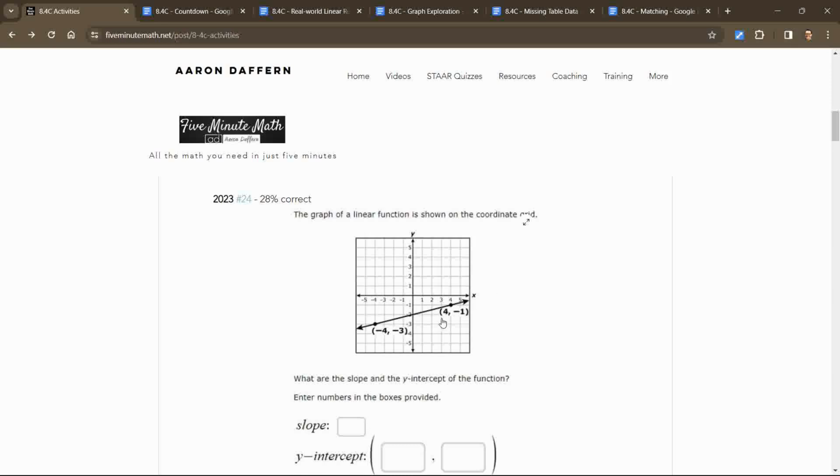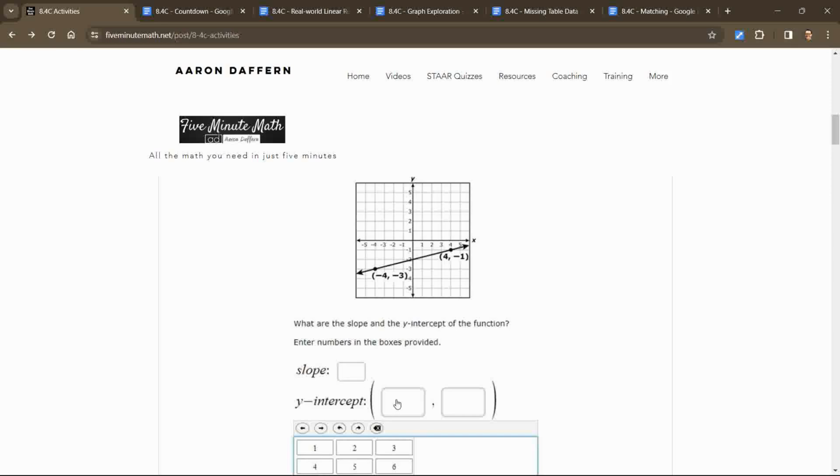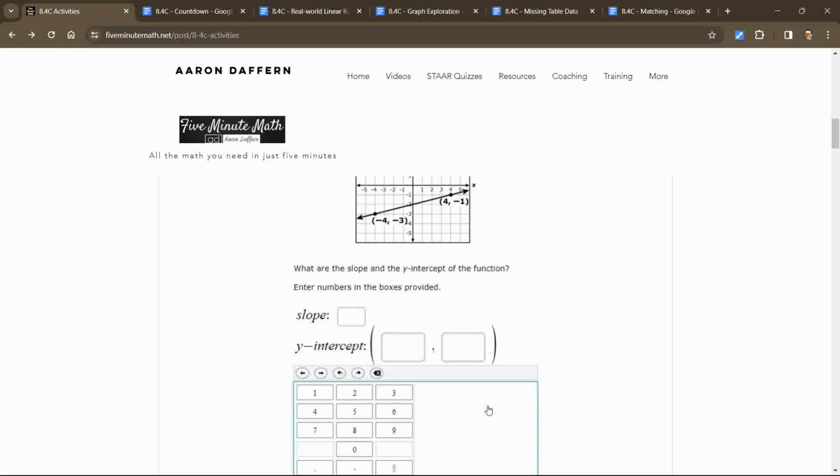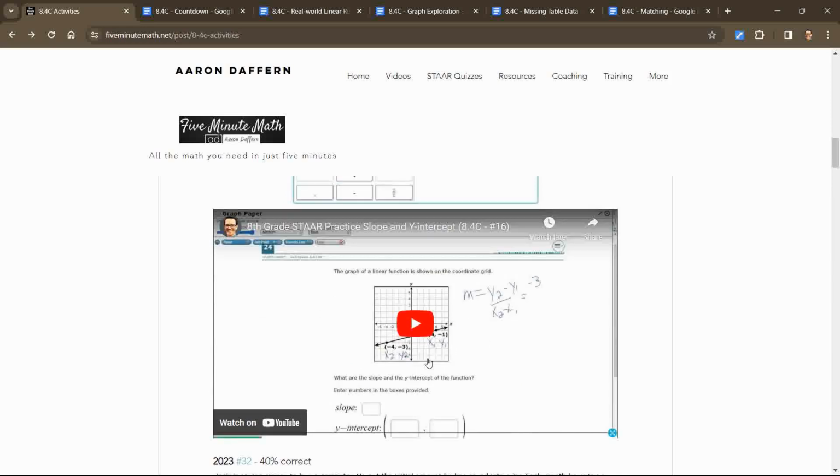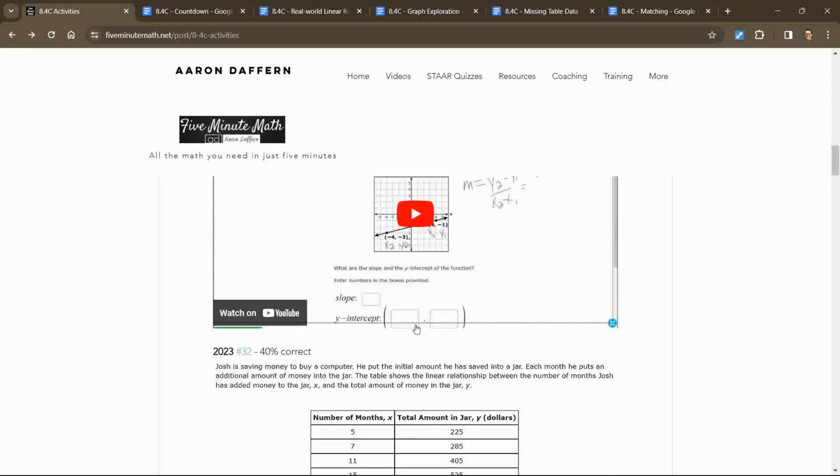Students were given a graph with 2 points labeled. They needed to enter both the slope and the y-intercept, and they had to have both of those correctly to get the 1 point for this particular problem. And here is a video that you can watch to show how to solve this problem.